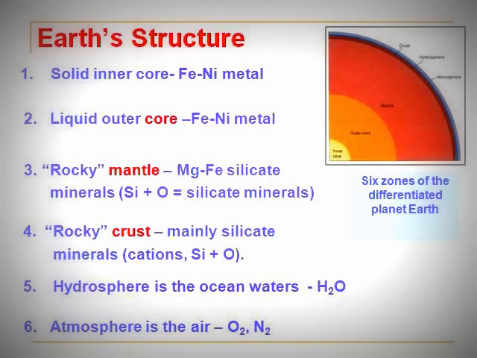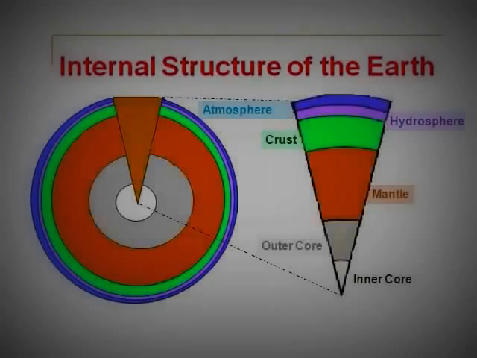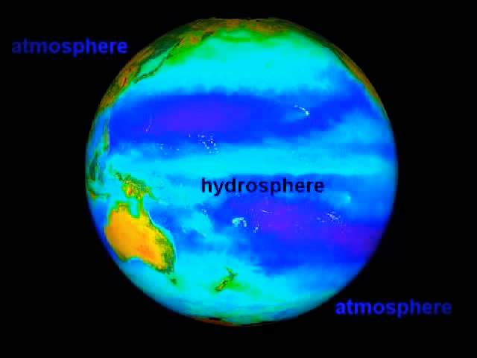Zone 4 is the rocky crust, mainly silicate minerals and cations, which are made up of metals. It is in this zone that we find our valuable, mineable minerals. Our continents are formed from the crust. Zone 5 is the hydrosphere, the ocean waters which covers most of the Earth's crust. Zone 6 is the atmosphere, which is the air. It goes from the surface of the continents and the surface of the ocean waters all the way up to about 100 miles into space.